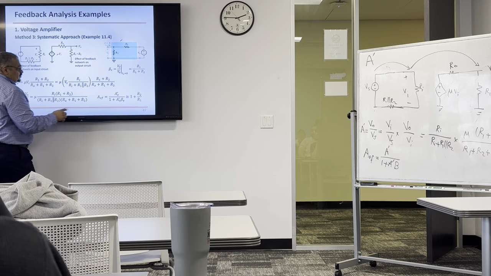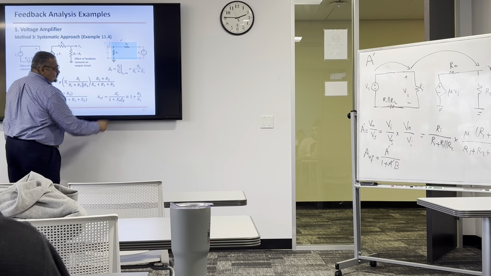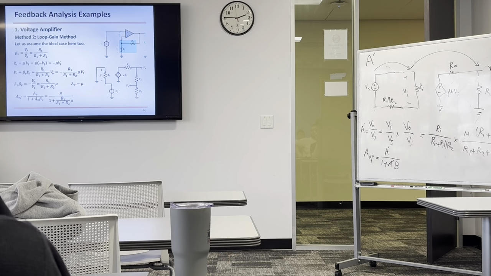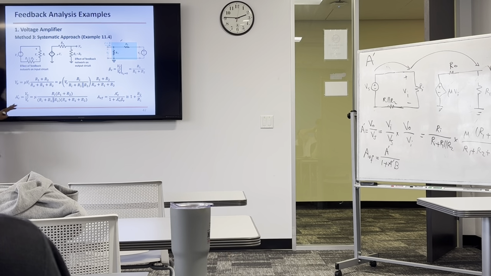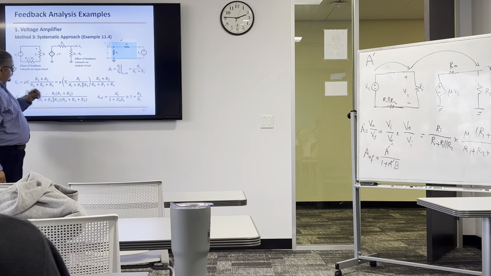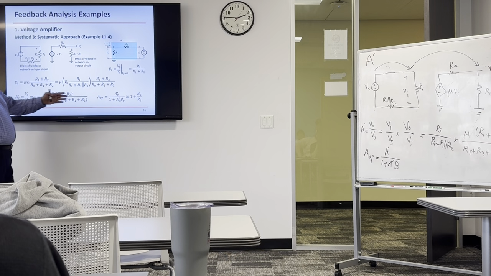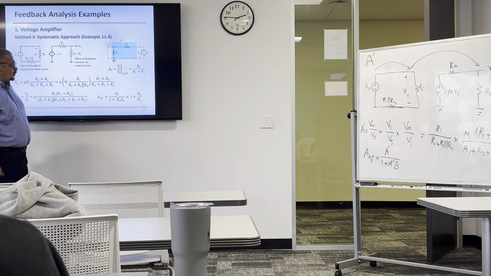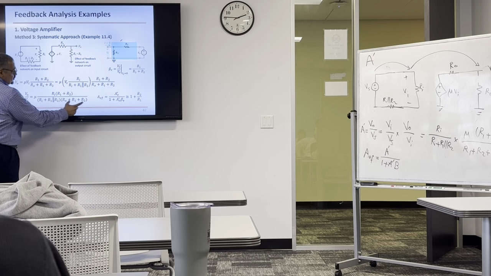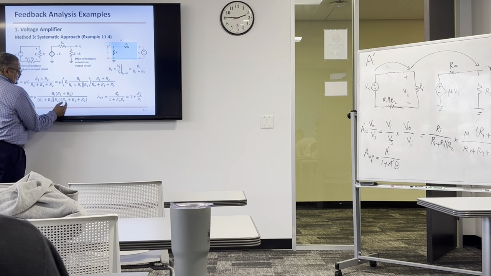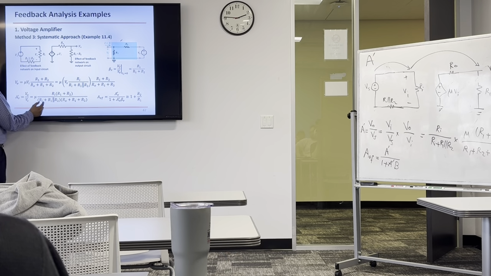And then you divide this by 1 plus mu times beta, which is exactly the same as this one. So approximately, this is a more accurate one, but approximately this will approach 1 plus R2 over R1 if we assume that these two are much larger than this one, and this one is much larger than these two. Okay?